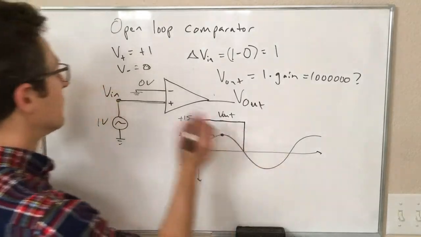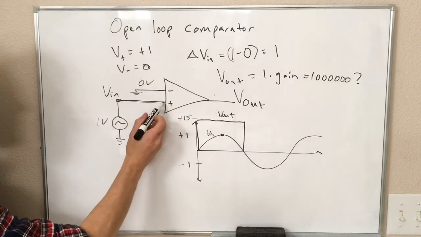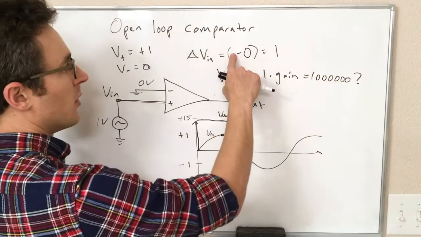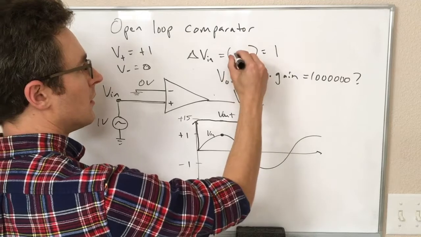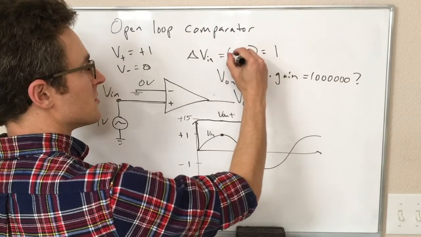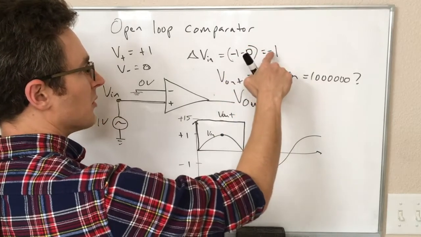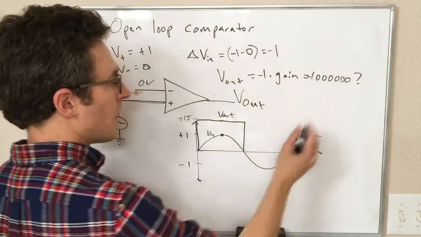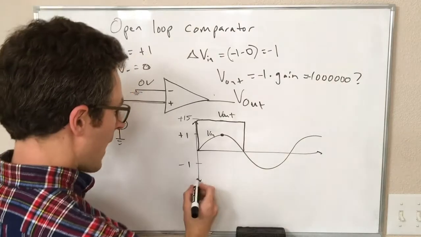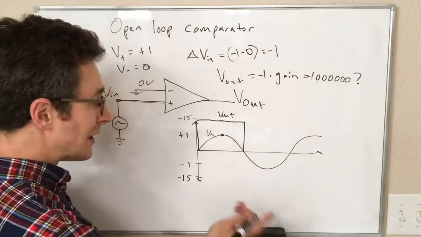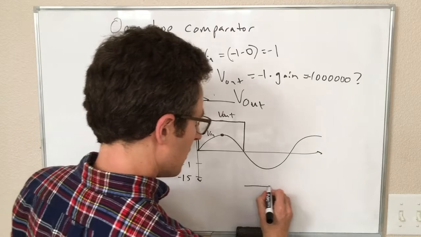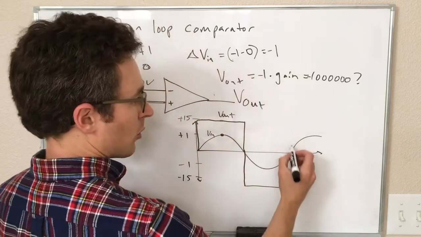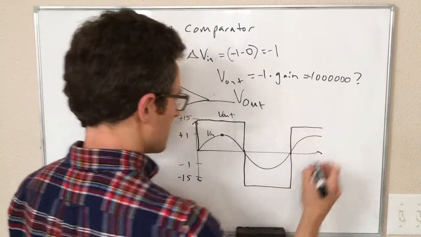If our voltage is negative, if V plus is less than 0 for this part of the sine wave, then we don't have 1 minus 0, we have something like minus 1 minus 0, which gives a voltage difference of minus 1, so this is minus 1,000,000. So we're at our limit down here, at minus 15 for every negative voltage. And over here we're positive again, so we get the same thing.